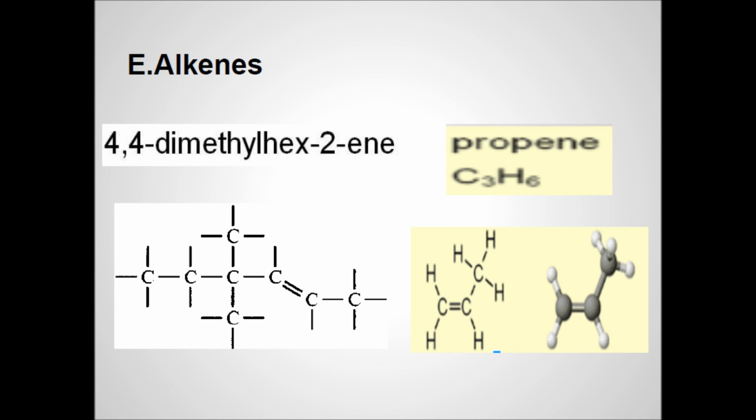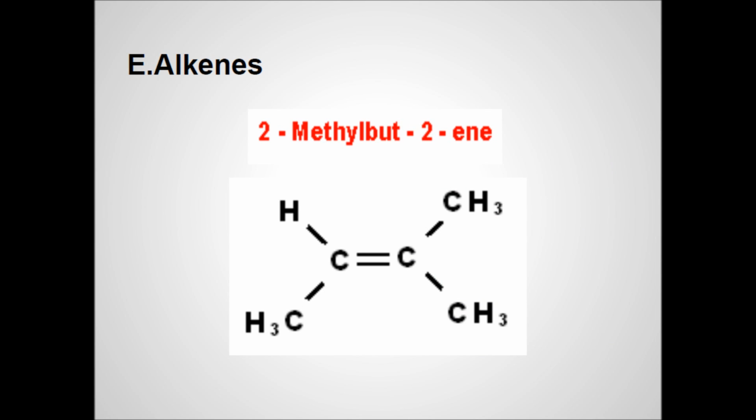Then add any additional branch chain if necessary. Then it is going to be propene. Draw the structural formula with the name given. First, check the parent chain. Then check if it is single bonded, double bonded, or triple bonded, and add any branch chains if necessary. Then it is going to be 2-methylbutene.